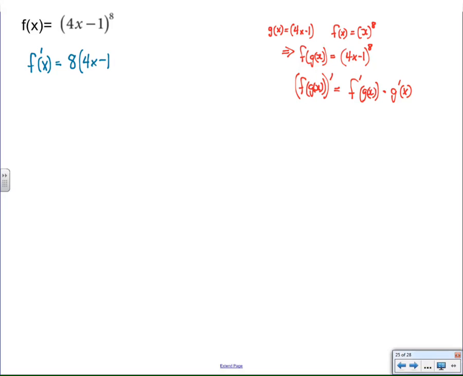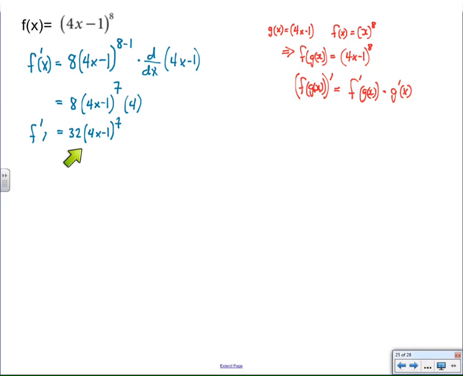So, in this case, 8 times 1 is 8. Drop the power by 1, and mark the derivative of the inner function. So, dropping the power by 1, I get 7. The derivative of 4x minus 1 is 4. 8 times 4 is 32. Here's my derivative. Don't forget to check it.